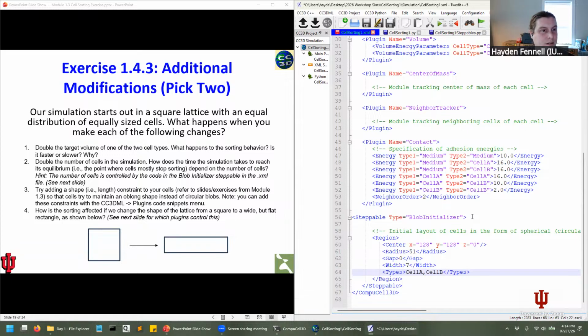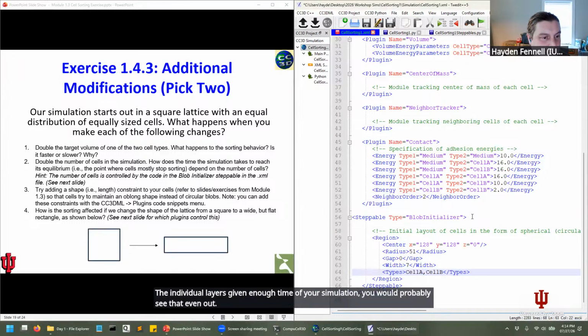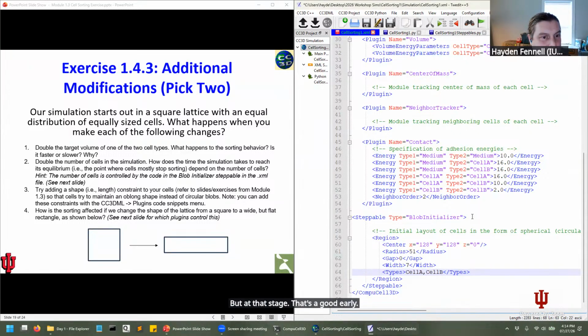You just got concentric engulfment. Yep, that's more or less perfect. Obviously, you don't have to have the individual layers. Given enough time of your simulation, you would probably see that even out. But at that stage, that's a good early concentric engulfment. And you got a very interesting, shockingly symmetrical fourfold symmetry thing going on here.